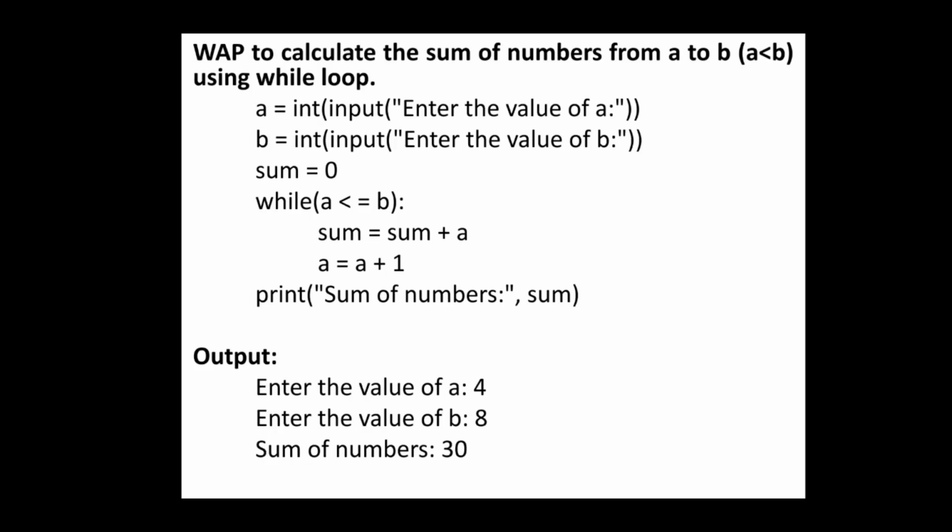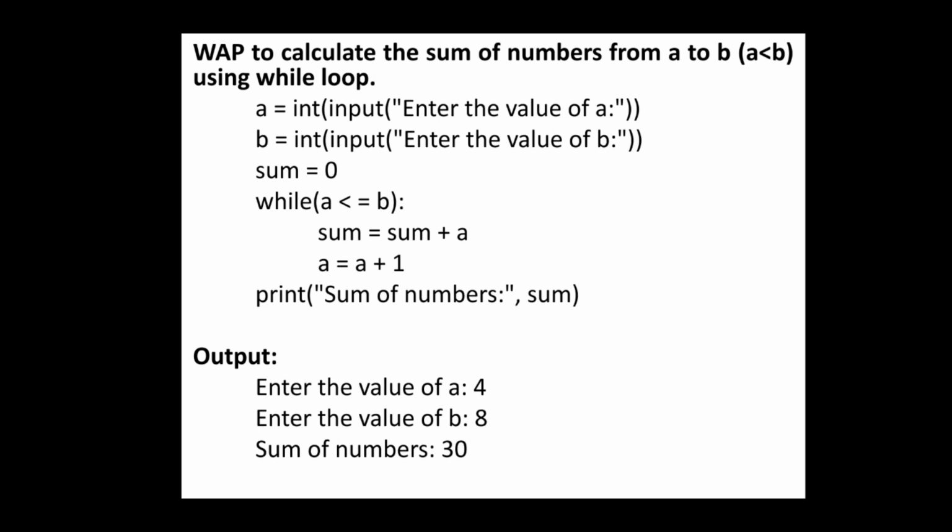Next, write a program to calculate the sum of numbers from A to B, A less than B, using a while loop. A = int(input("Enter the value of A:")), that should be under double quote. B = int(input("Enter the value of B:")), that should be under double quote. sum = 0, while A <= B: sum = sum + A, A = A + 1, print("Sum of numbers", sum), that should be under double quote.